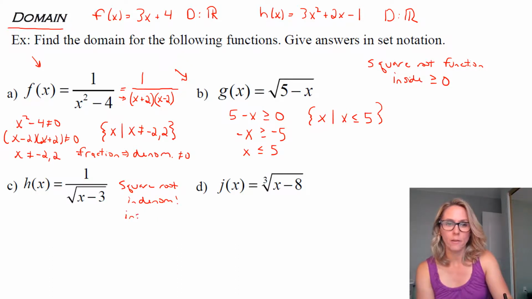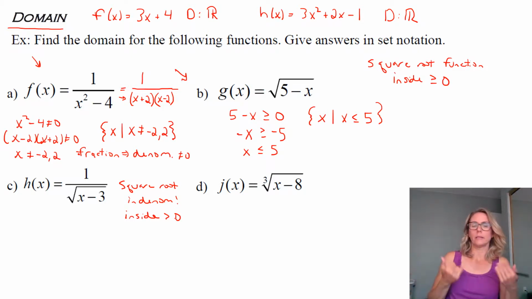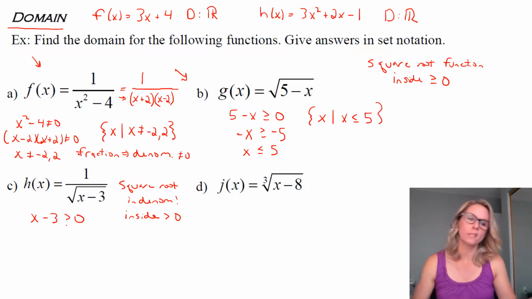So in this case, the inside still needs to be greater than or equal to 0, but it can't be 0 because we've got it in a denominator. So all that this means is that we just need to take the inside of this square root and make it greater than 0 and figure out what values make that true. It's very straightforward now. So this has to be true.